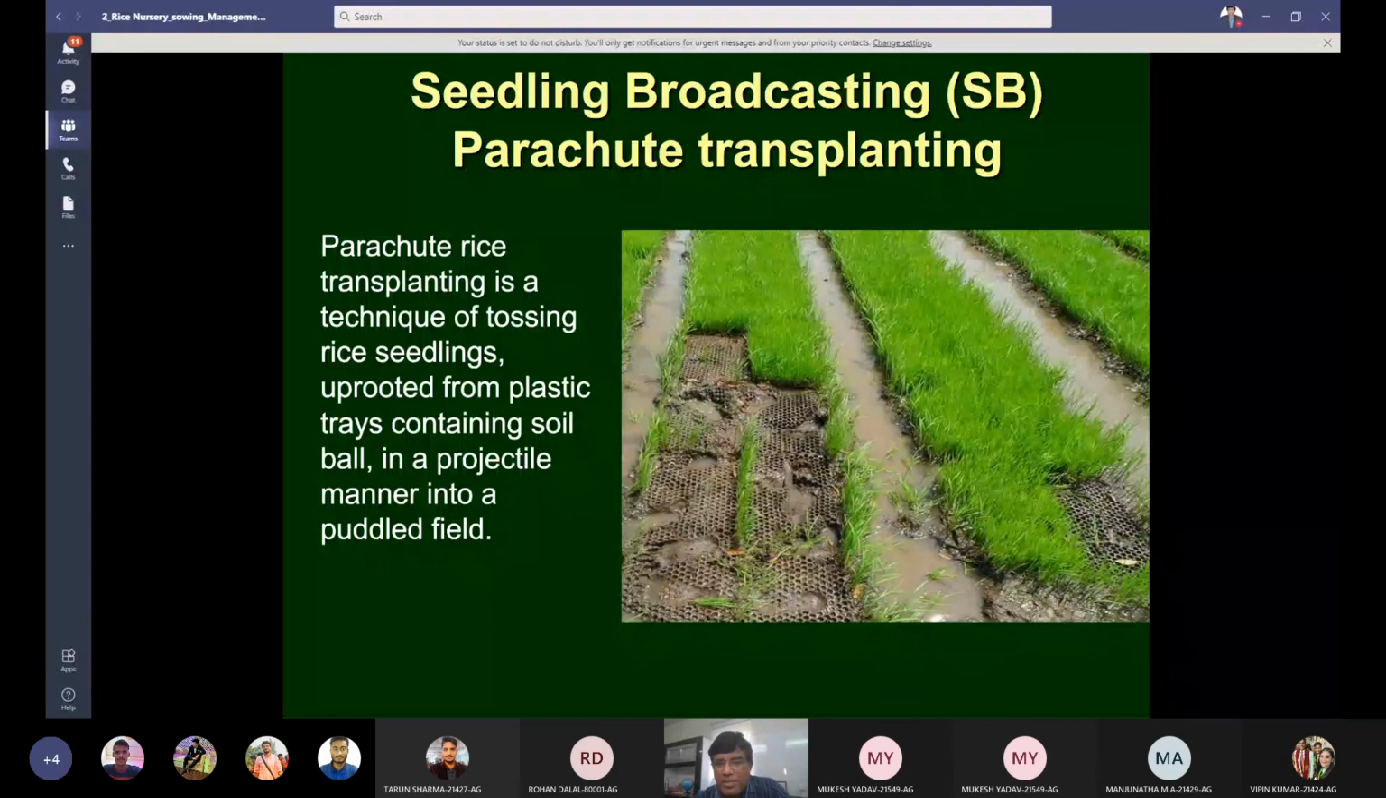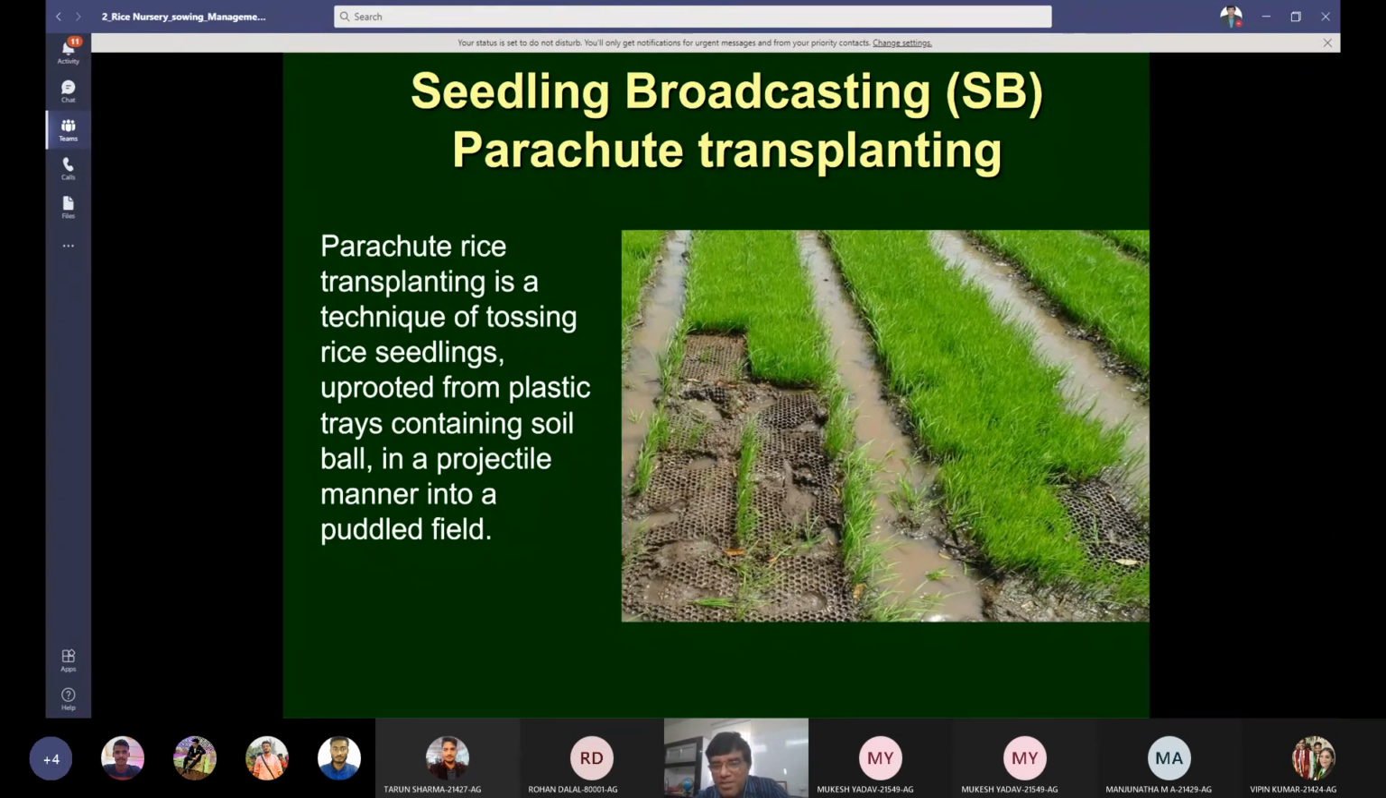Now, another method is seedling broadcasting, or parachute transplanting. You need to prepare seedlings for parachute transplanting. Parachute transplanting means throwing the seedlings in the field. Just throwing the seedlings randomly in the field is parachute transplanting. And for this, you need to prepare seedlings. So seedlings are broadcast in the main field.